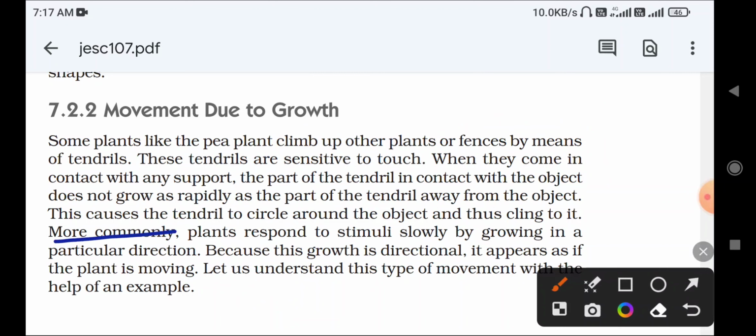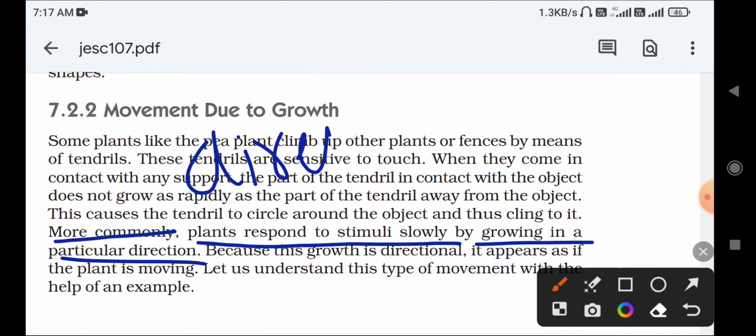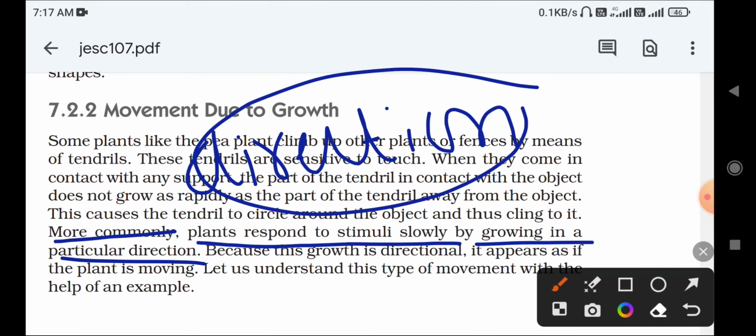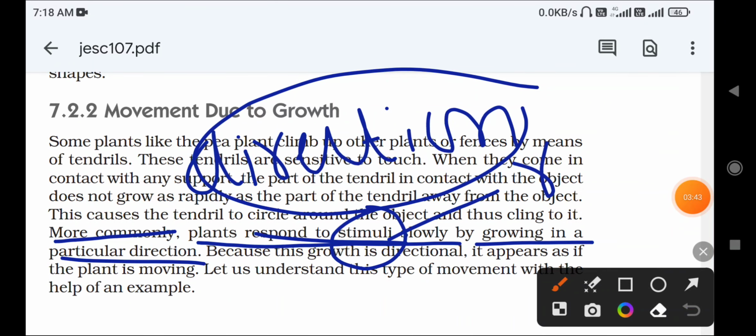More commonly, plants respond to stimuli slowly by growing in a particular direction. In animals there is no directional growth, correct? In a plant there is directional growth, but in animals there is none. Plants respond to stimuli. You already know that a change in the environment is called a stimulus, and the reaction to it is called the response.